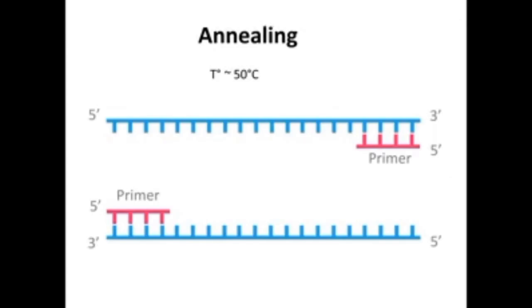The next phase is the annealing. In that, with a lower temperature, like 50 degrees Celsius, we permit the primers to join to the DNA strands.